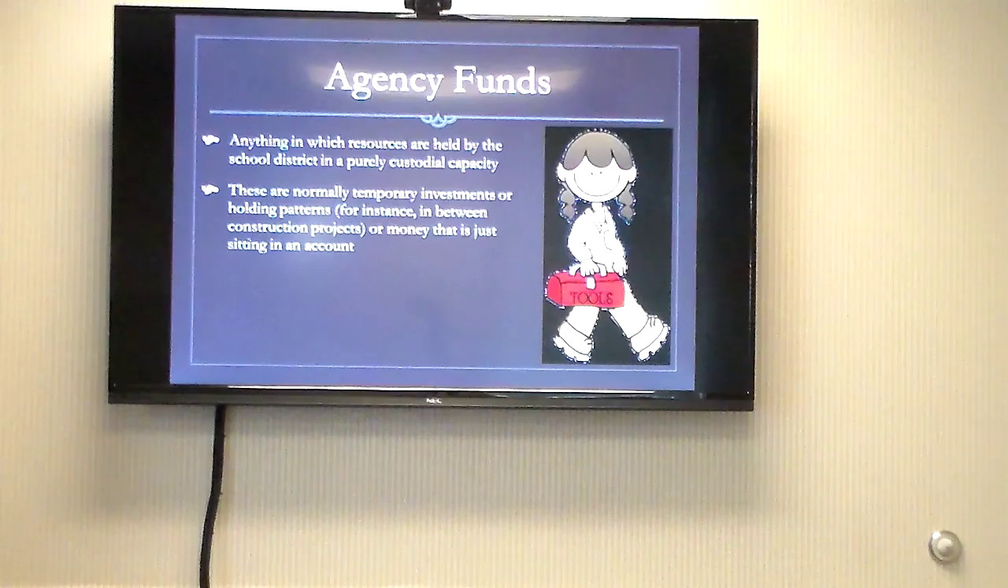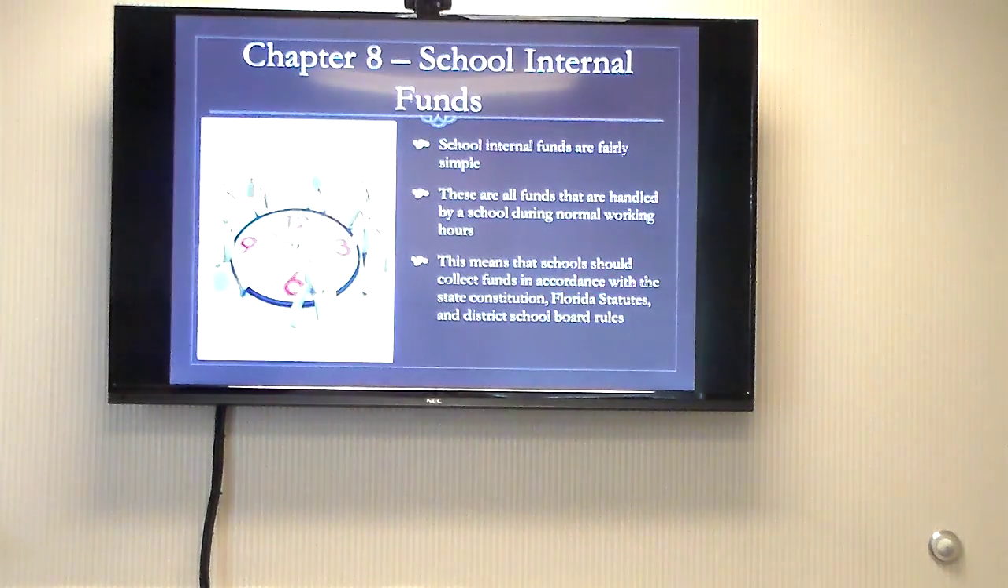So agency funds, anything that is just kind of in a holding pattern. The district has money and they're going to be entering this big building project in the next year or two, so they just keep money in this agency fund and they just hold it. And it just sits in the account until it's ready to be used and disseminated.